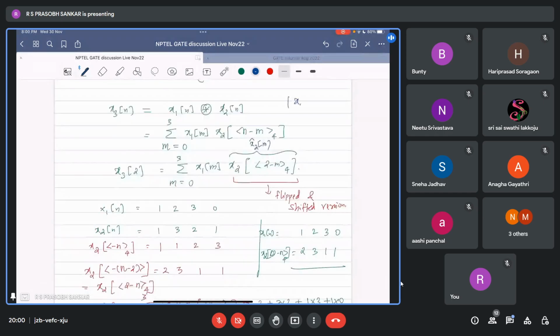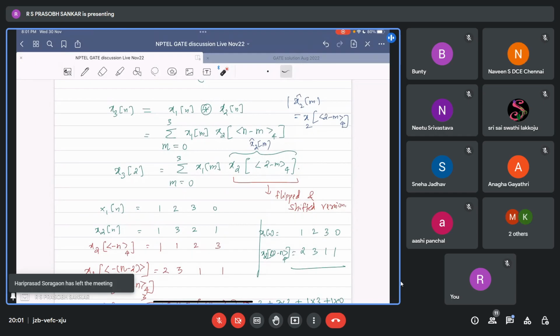So what is x2 hat of m? This is x2 of 2 minus m, yeah, like this. Clear now? I'm just calling this by a different name. That's it. Now, how do I compute this quantity? I have my x2. This term here is a convolution, the usual convolution.